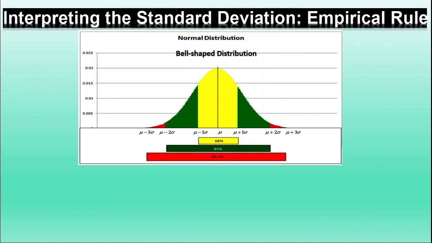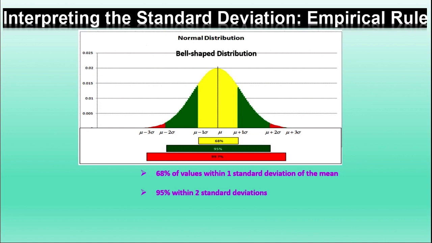Here is a way to interpret the standard deviation: the empirical rule. In the empirical rule, the distribution is a bell-shaped distribution where the middle is the mean. It says that 68% of the data fall within one standard deviation, 95% of the data fall within two standard deviations, and 99.7% of the data fall within three standard deviations. It is also called the 3 sigma rule.